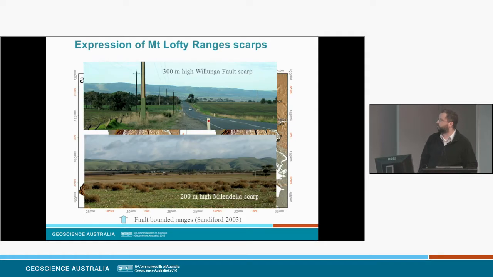If you look at them from the ground, they're not hard to spot. They're 300 metres high, 200 metres high. The faults which bound these scarps seem to be active in the current stress field. This is quite a different kind of behaviour than we see in Western Australia, where fault scarps are hard to find.